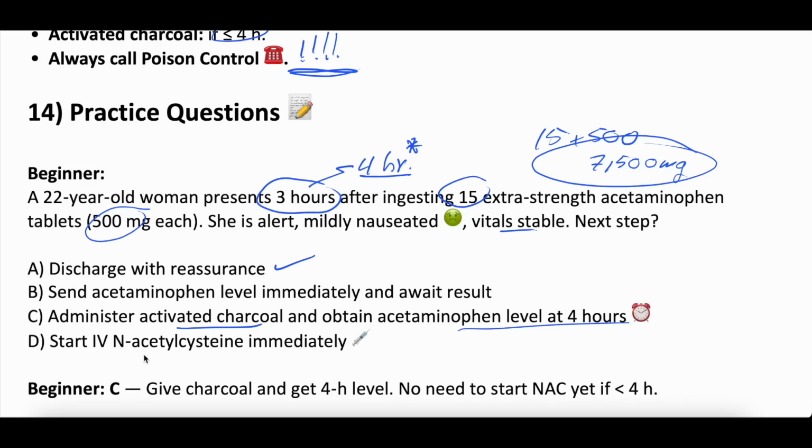Start IV N-acetylcysteine immediately. You would not be wrong doing this necessarily because you're kind of at the 7,500 milligram amount, but it's not above that, and you also could get a 4-hour level and wait. But this is not the best answer. D, start IV N-acetylcysteine immediately, is not a horrible answer, but it's not the best answer. The best answer is to administer activated charcoal and obtain acetaminophen level at 4 hours.